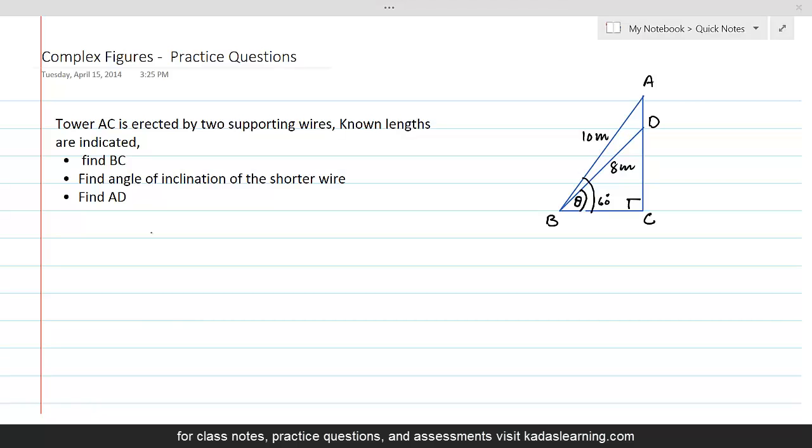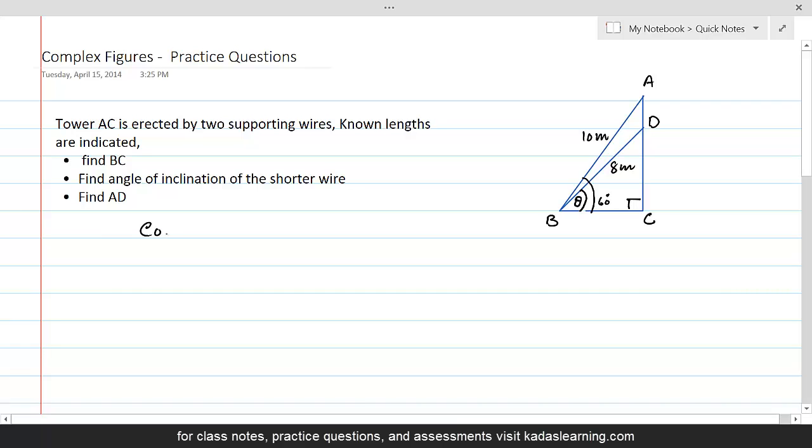Tower AC is erected by two supporting wires, AB and DB. Both wires are tied up with a peg at B. We will be finding the distance between B and the foot of the tower at C. So in order to find the distance BC, we consider triangle ABC.